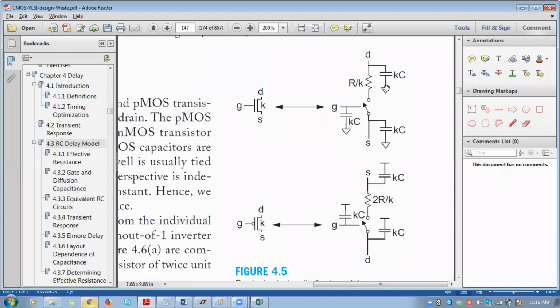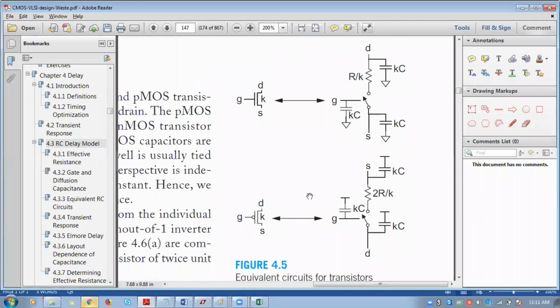Why are the capacitors connected to ground? While operating an NMOS, we need to get a strong zero at the output. At that time, all the capacitors have to be discharged in order to get zero voltage at the output. That's why the capacitors are connected to ground in the case of NMOS. While dealing with the PMOS, we have to get a strong one at the output. At that time, the capacitors have to be charged to VDD. That's why all the capacitors are connected to VDD in the case of PMOS. So this is the equivalent circuit of NMOS and PMOS.